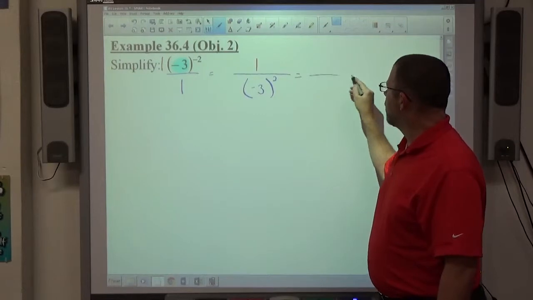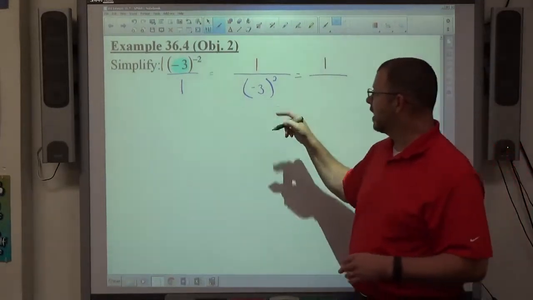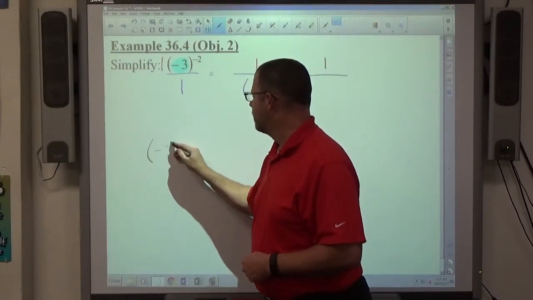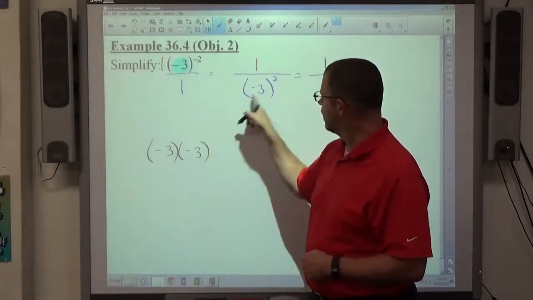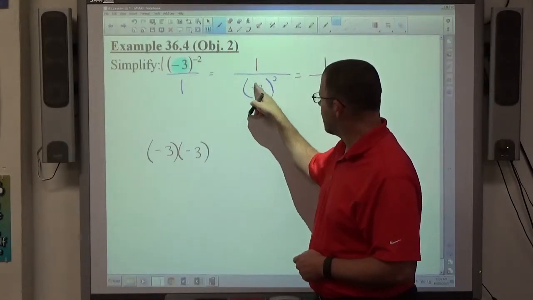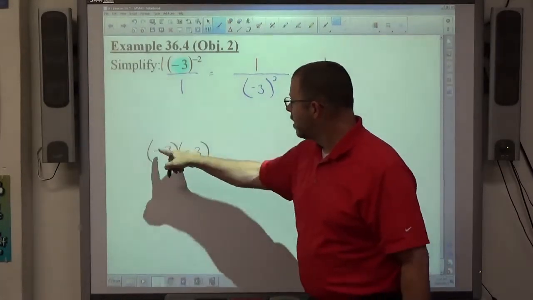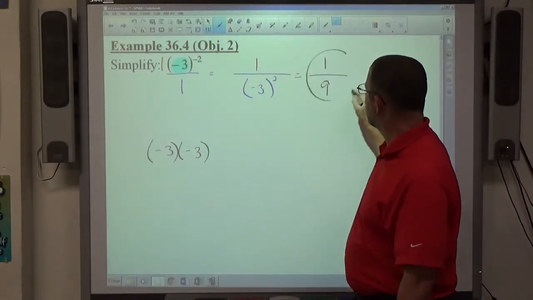And then as far as evaluating this is concerned, keep in mind a power means to multiply whatever the base is, in this case -3 times itself, however many times. So -3 to the second power means that we're taking this expression, -3, and multiplying it by itself, sign and number both. 2 negatives make a positive, 3 times 3 makes 9, 1/9 is the final answer.